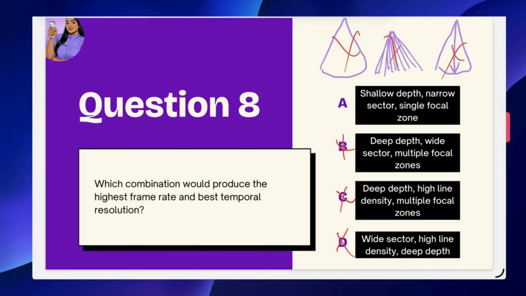So that leaves us with A, right? A says a shallow depth. That makes sense, because now the system is not going too far. Sending those pulses right there, and it's coming right back up. Not a lot of work, right? And then we have narrow sector. That means, let me draw that.